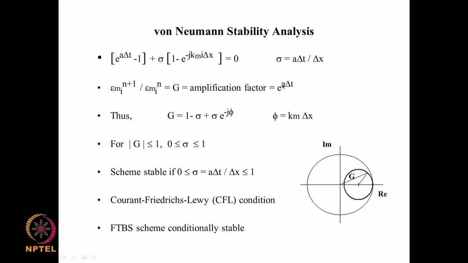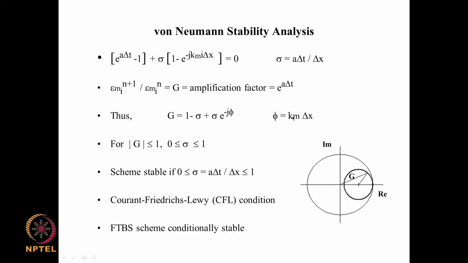And we know that epsilon i n plus 1 divided by epsilon i n is the amplification factor for this wave component, and that is given by exponential of a delta t. Therefore we can write this as g minus 1 plus sigma times 1 minus this whole thing equal to 0, or g equal to 1 minus sigma plus sigma times exponential of minus j phi. Phi here is nothing but km delta x.